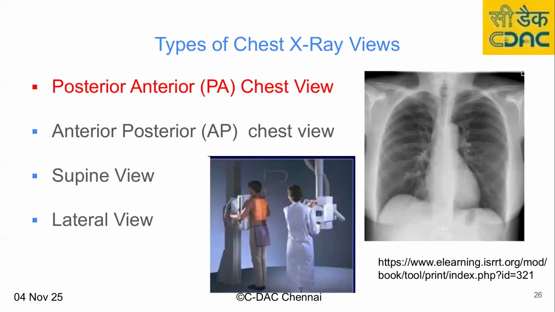So there are different types of X-ray images: posterior anterior chest X-ray images, anterior posterior chest X-ray images, supine view chest X-ray images, or lateral view chest X-ray images. So posterior anterior chest X-ray images will be taken with the person in this position, where the X-ray light will fall on the back side of the person, and so you will get the film like this.